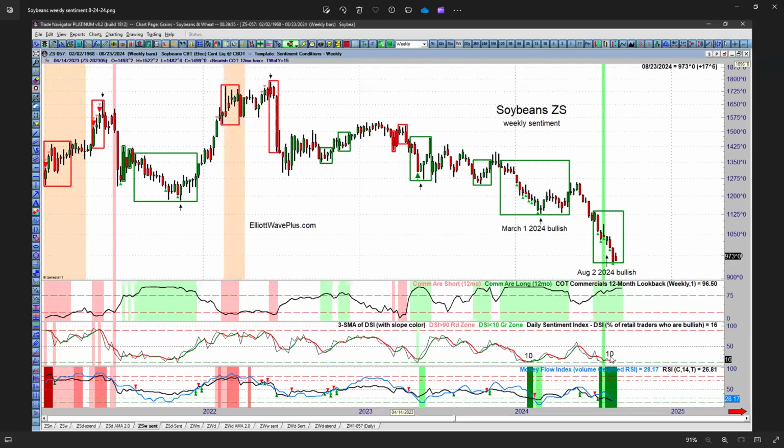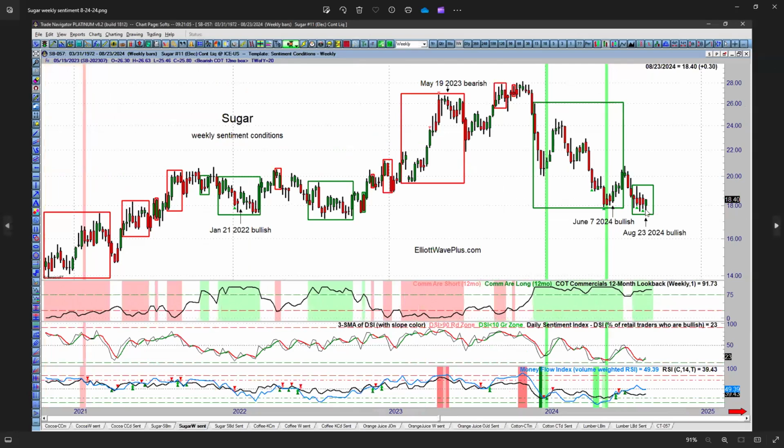The commercials are heavily long, retail is heavily short. We're getting the dark green zones down here where the RSI is deeply oversold, and the money flow is still above it. So this is bullish on soybeans. And then finally, sugar, we can see it's a perfect storm of bullishness hitting right now. Commercials heavily long, retail heavily short. The money flow is riding above the RSI. That is all bullish on sugar.